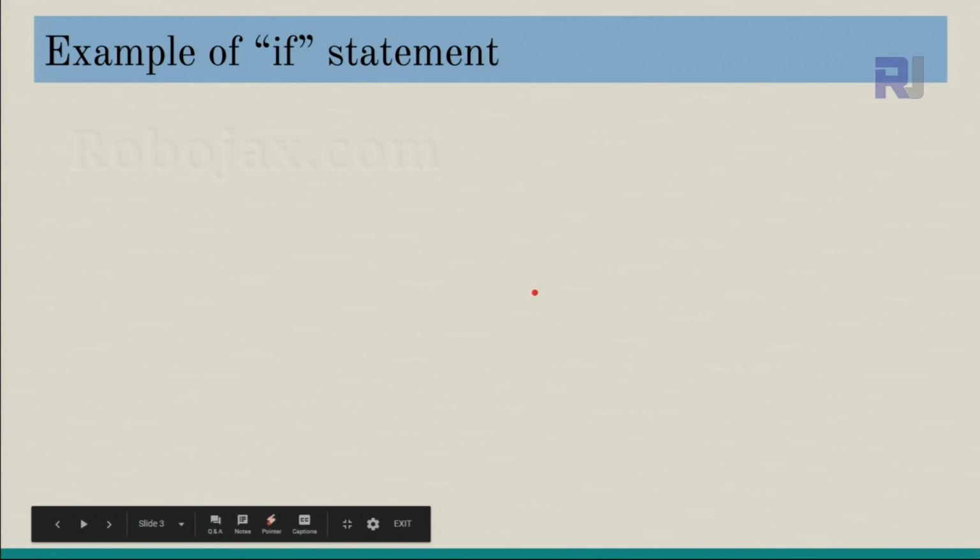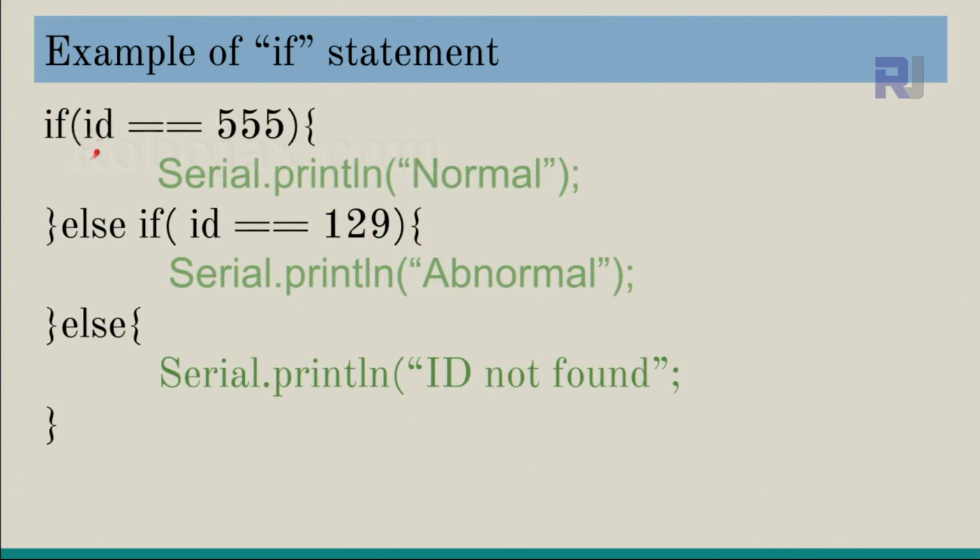An example of an if statement: we have id as a variable. We are checking if id is equal to 555. This double equal sign is for comparison, and we are comparing id with 555. If this is true, then we print this text, Serial.println normal. So this is some kind of id, and we are printing normal. We could do more, but for simplicity I'm just putting this one line. If this is true, this will be printed, but you can have multiple lines and multiple complicated code.